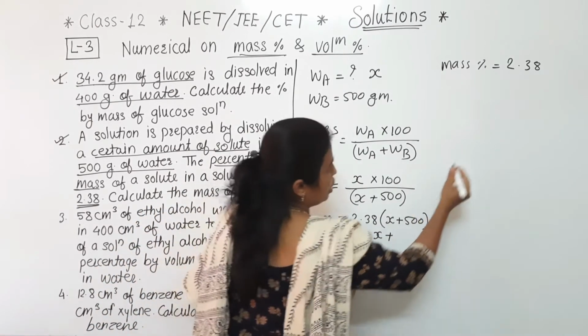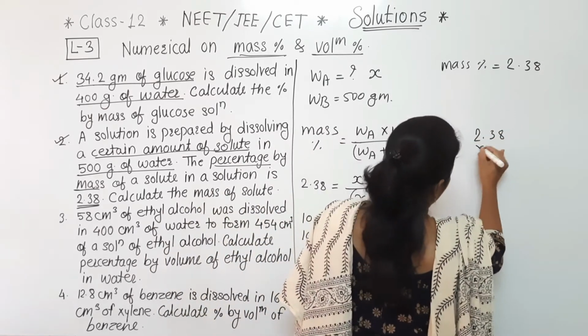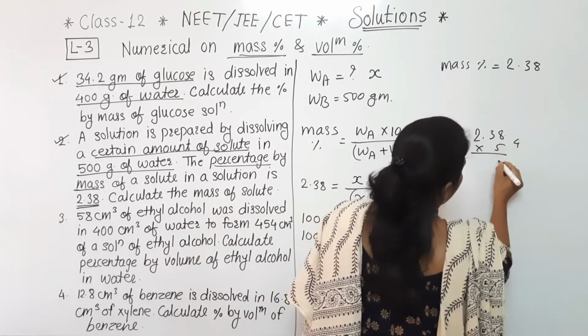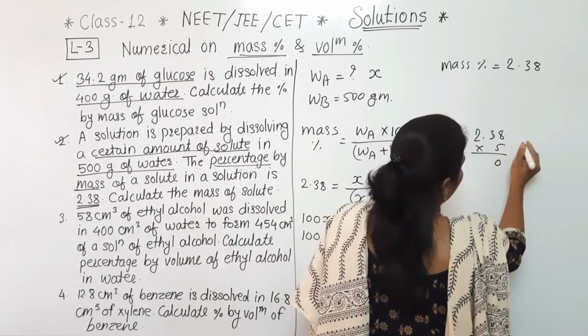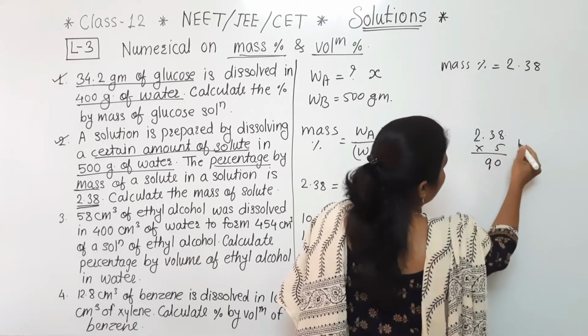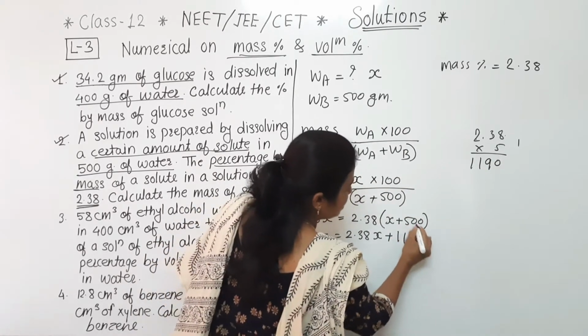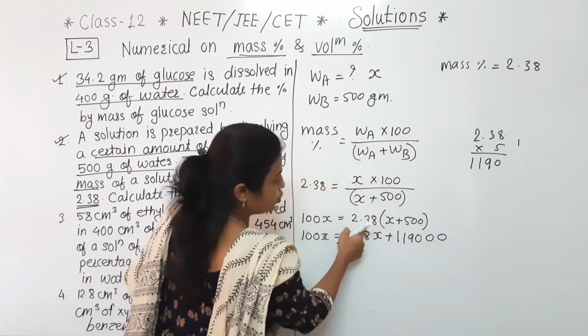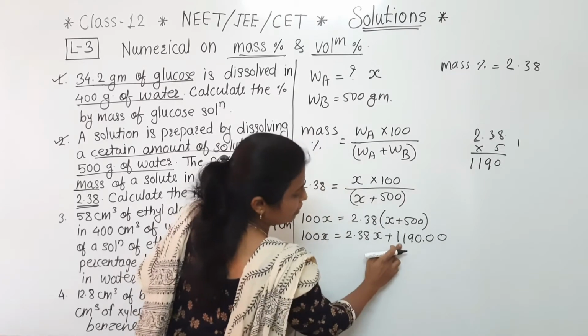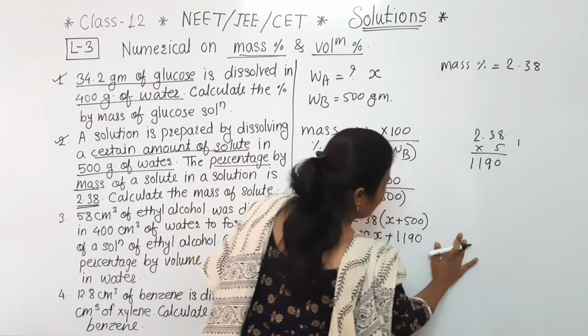2.38x plus 2.38 into 5. 5 8s are 40, 5 3s are 15, 15 plus 4 is 19, 5 2s are 10 plus 1 is 11. So it will be 1190 and 20 after two digit decimal. So finally 1190 will be the answer.